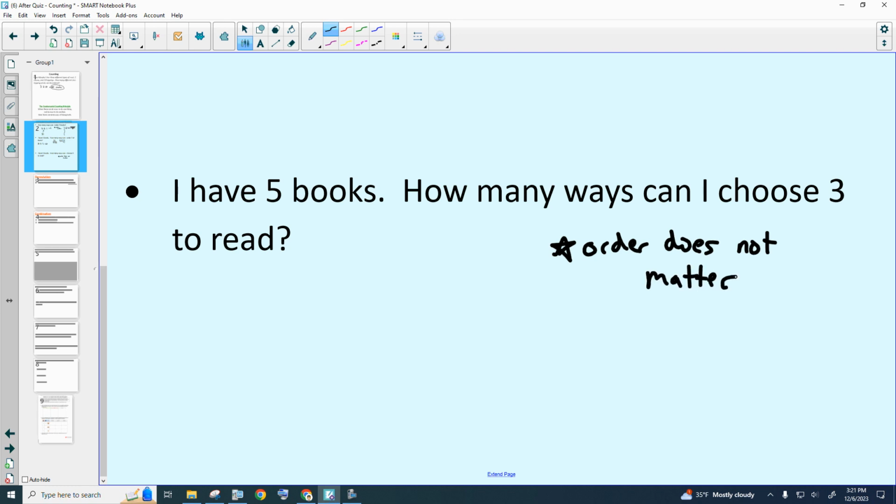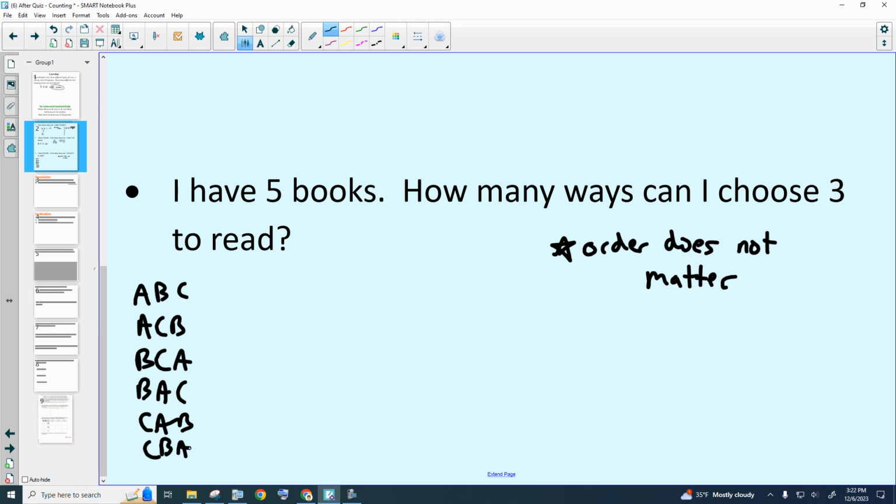Now, if I go back to my options, for books A, B, and C, let's just say, for choosing 3 things, you could do A, B, C, separate from this 5 books thing. You could do A, C, B, you could do B, C, A, B, A, C, C, A, B, and C, B, A.